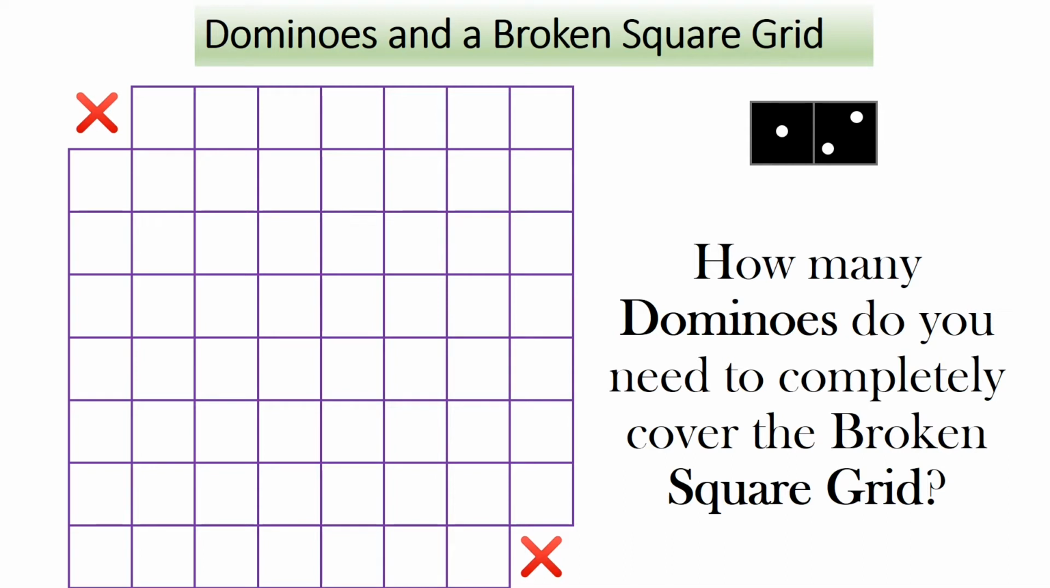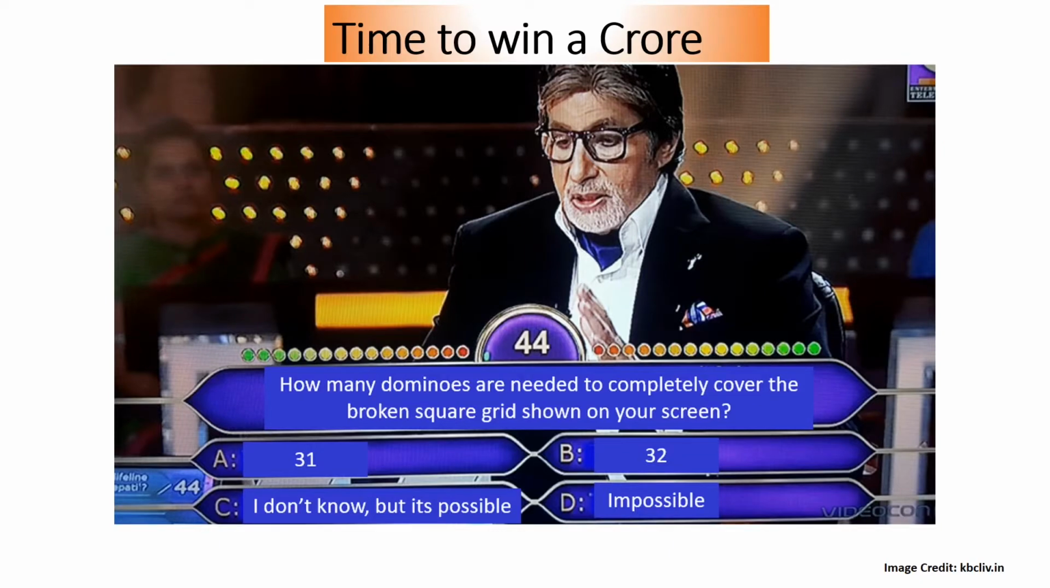Is that the answer that you also got? Let's find out. Oh, this happens to be a question for 1 crore. How many dominoes are needed? Option A, 31. Option B, 32. Option C, I don't know, but it's possible. And option D is impossible. Hmm, now this is a little tricky. What do you think should be the right answer? What should we lock on? Remember, this is the question for 1 crore.